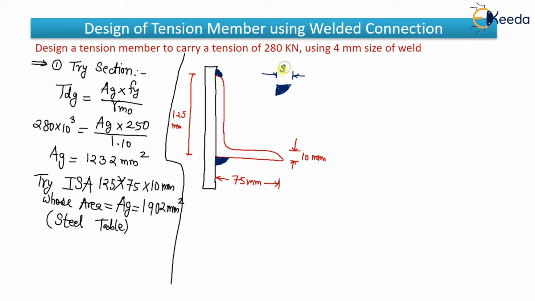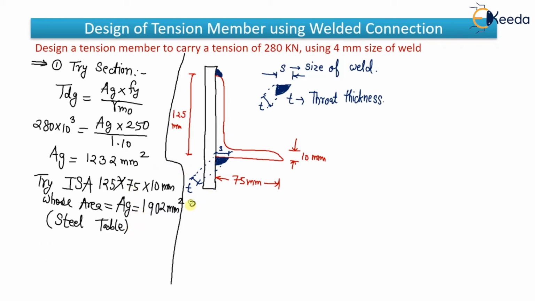This one is called S, that is the size of weld. This one is your size of weld, the thickness which you will be providing. For example, this diagonal distance, this one, is denoted by T. In this diagram, it will be this one, T. So what is T? This is known as throat thickness. So this one is your size of weld, and this one is your throat thickness. Okay, so first we will find out the size of weld.